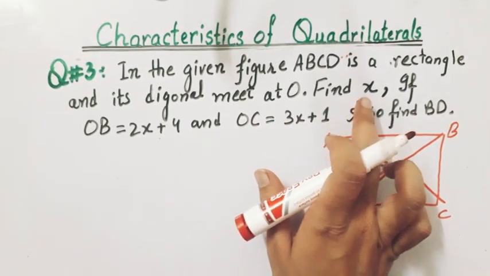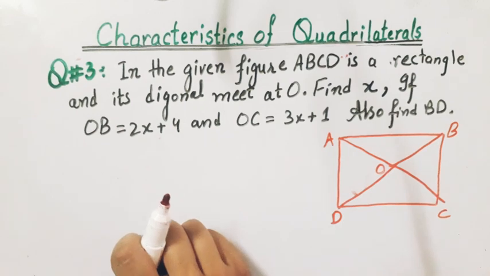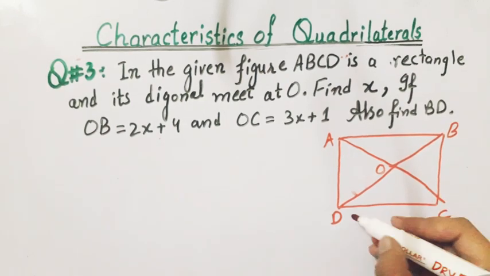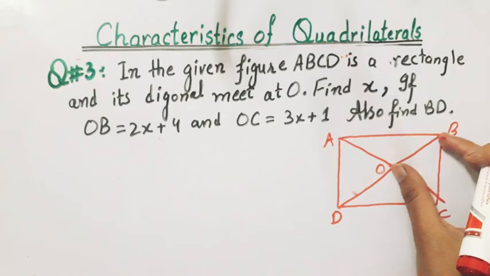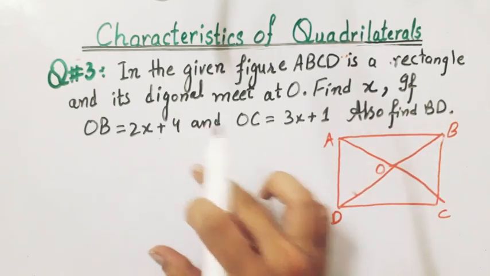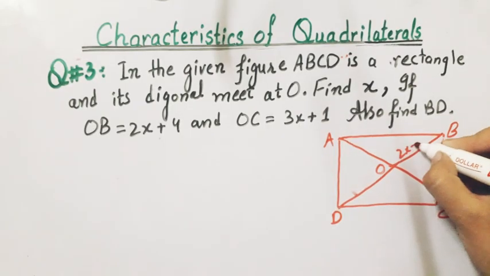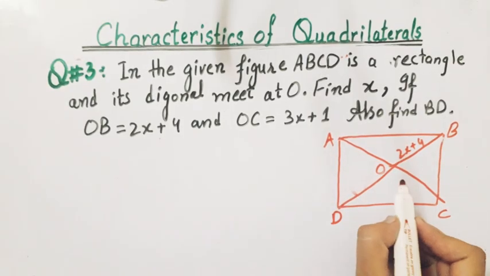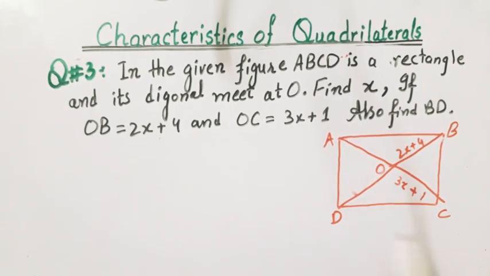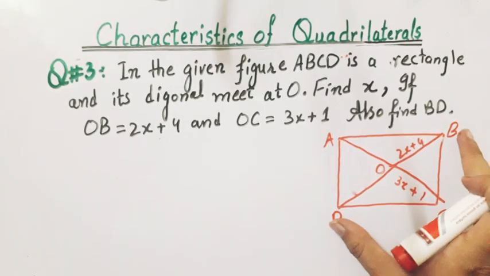Now you have to find the X value. If OB means this length, this length is given as 2X plus 4. And OC is this one, 3X plus 1. And also you have to find the value of BD, this whole value.